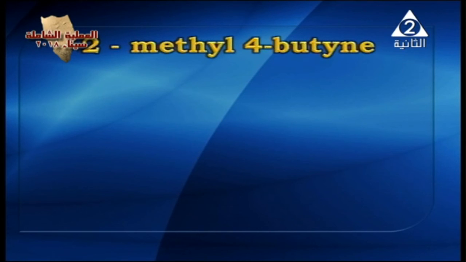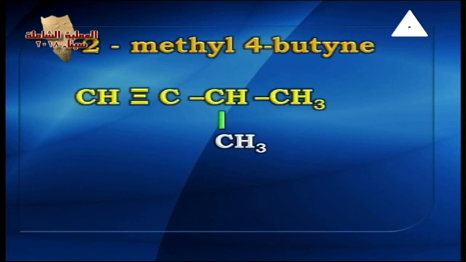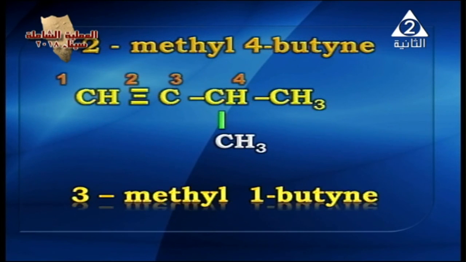Next one, 2-methyl-4-butyne. If you think about it, you draw the structural formula and then number the carbon atoms near to the triple bond, so its name will be 3-methyl-1-butyne.